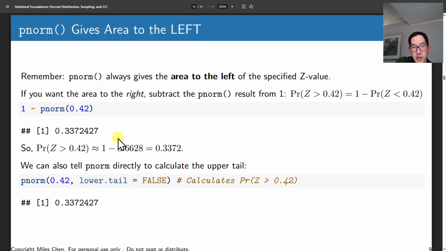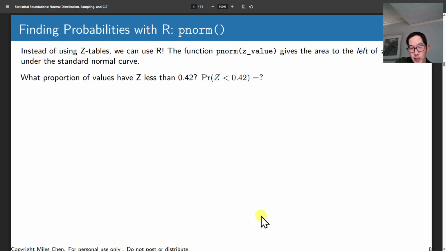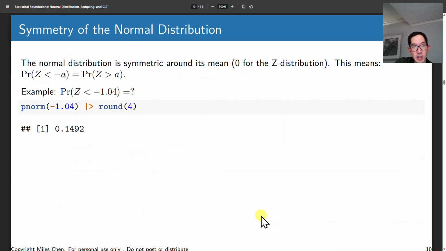Okay, so I don't have a diagram here. But basically, imagine this is at negative 1.04, and I shade the area to the left of it. We can see because of symmetry, the area to the left of negative 1 would be equal to the area to the right of positive 1, or in our case, negative 1.04. The area in the left tail over there would be equal to the area to the right of positive 1.04.